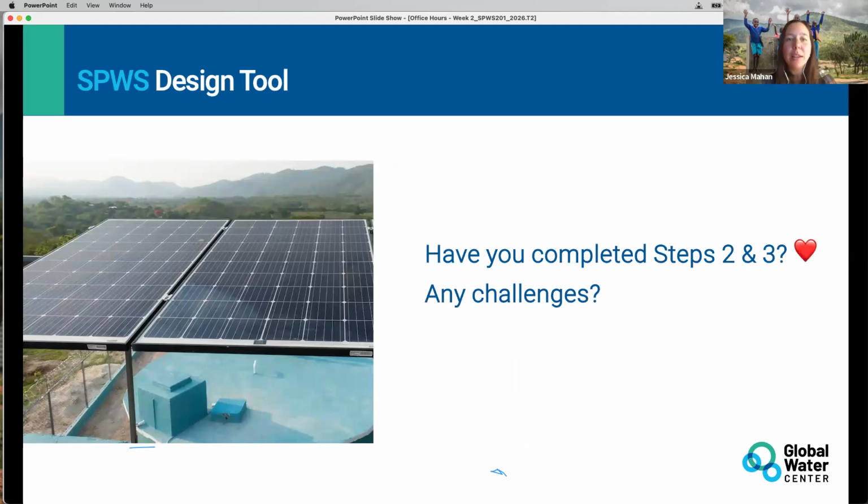Any challenges with the design tool for steps 2 and 3? I understand we're at the end of time, so if you need to hop off, please go ahead. But have there been any challenges with steps 2 or 3 of the design tool? Hopefully everyone's been able to download it and start using it. If you have challenges when completing the design tool, the WhatsApp community has been a great place for questions, or you can put them on the questions and answers forum if you prefer not to use WhatsApp, and we'll make sure we get those answered for you.